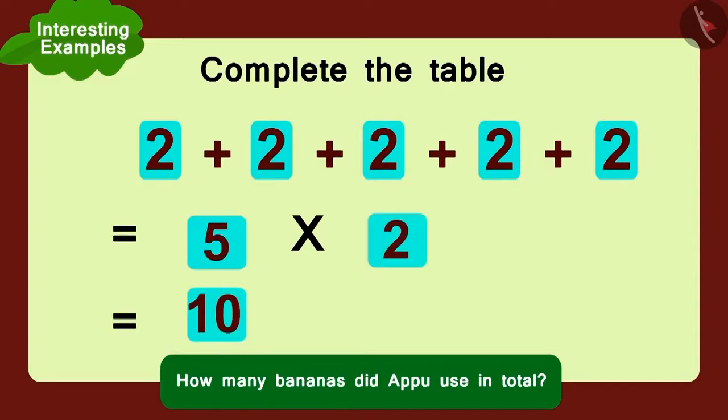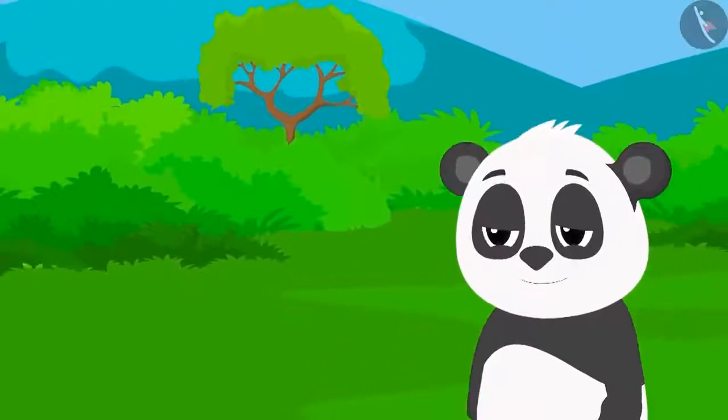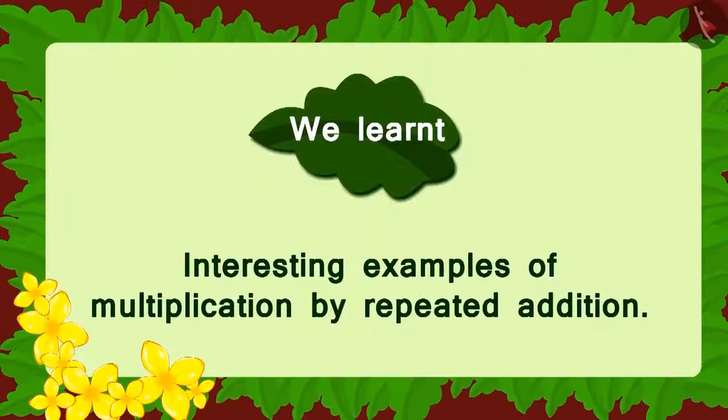This is the absolutely correct answer. Appu used 5 multiplied by 2, that is 10 bananas. So Appu bought all the bananas from Golu that day. Golu went home very, very happy. Children, in this lesson, we saw an interesting example of multiplication with repeated addition.